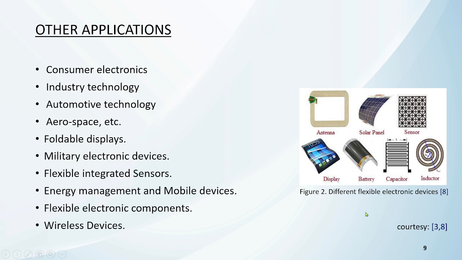This figure shows different types of flexible electronic devices like antenna, solar panel, sensors, flexible displays, flexible battery, flexible capacitors, and flexible inductors.